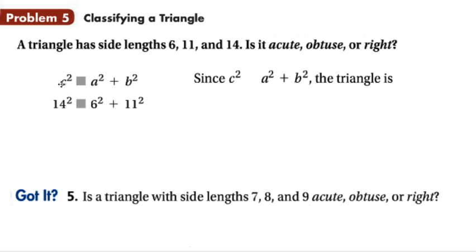So we have c has to be 14, and then a and b can be either of the other two. Let's go ahead and simplify that. 196, and we get 36 and 121. Well, when we add these two on the right, that number is less than c squared, so c squared's bigger. So therefore we know that this has to be an obtuse triangle. Since c squared is greater than that, the triangle is obtuse.